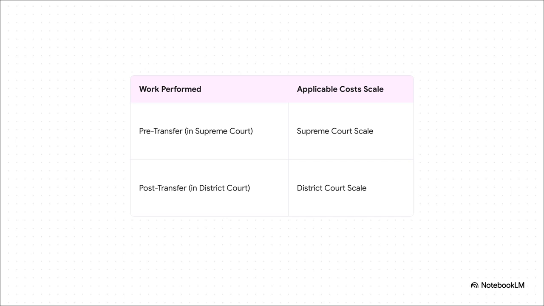Here's exactly how it works in practice. Let's say your case gets transferred from the Supreme Court down to the district court. By default, all the work done before that transfer is recoverable on the higher Supreme Court scale. Then, every single thing you do after the transfer date falls under the district court scale. It's simple, it's clear, and it's logical.